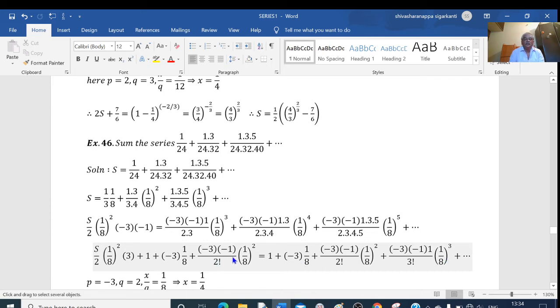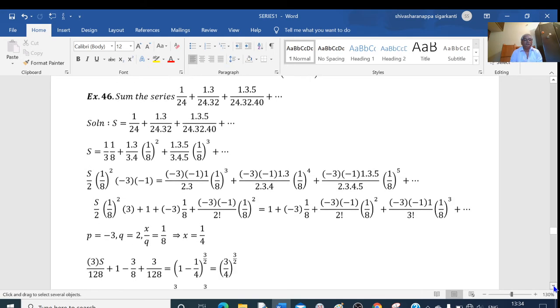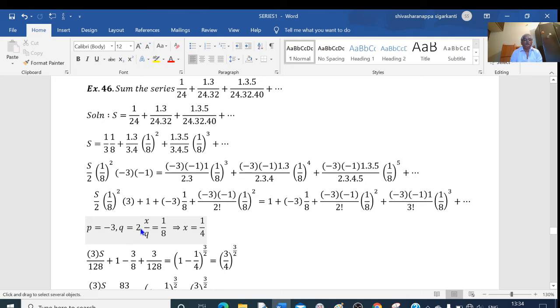Now if you observe, these are in binomial series with P equal to minus 3, Q equal to 2, X by Q equal to 1 by 8. So the right hand side can be written as 1 by X to the power of minus P by Q. Okay. So that is here P equal to minus 3, Q equal to 2, X by Q equal to 1 by 8. Therefore X equal to Q by 8. Q means 2 by 8. 2 by 8 is 1 by 4. So X is 1 by 4.